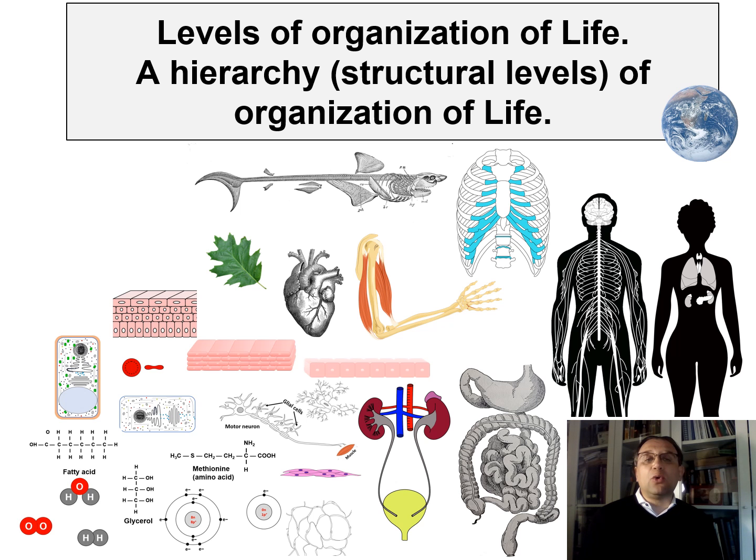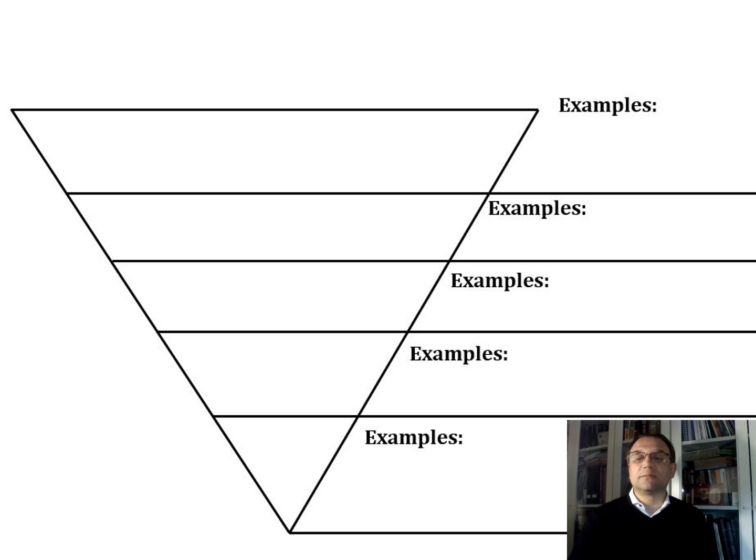Now let's take a look at the levels of organization of living things, or a hierarchy of organization of life. Hierarchy means structural levels. First, let's draw a triangle upside down. It will be one of our diagrams that will indicate a hierarchy of life.